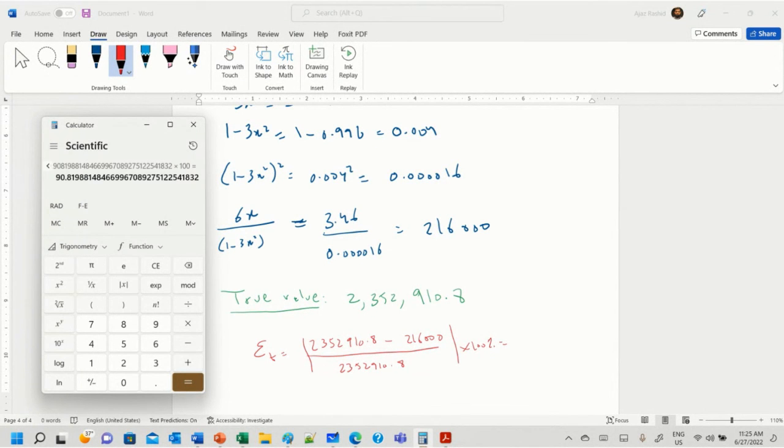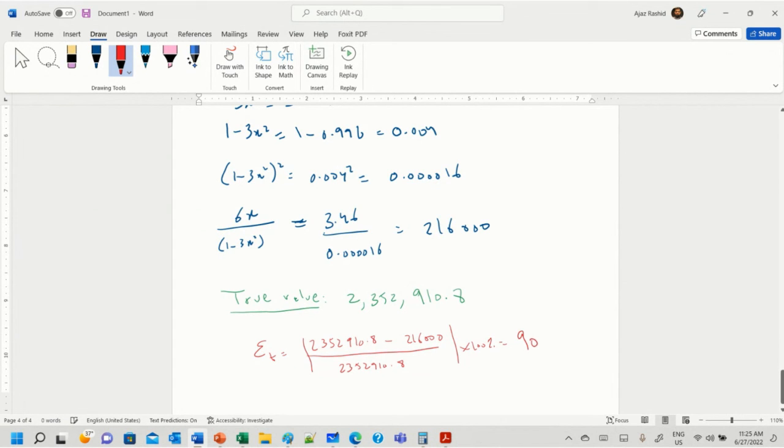So we get 90.82% error. You see the big error that we get. And what we have done is just approximate the value using 3-digit chopping. Because of this chopping, and this is what computers do, they chop numbers, they don't round off numbers, we get an error of 90.82%.